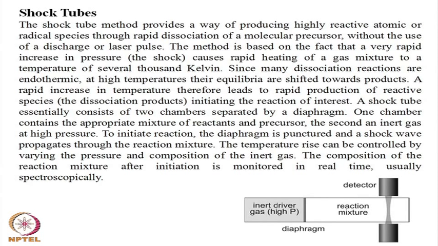The method is based on the fact that a very rapid increase in pressure, that is the shock, causes a rapid heating of a gas mixture. Generally, gaseous reactions are followed through the shock tube method, with rapid heating of a gas mixture to a temperature of several thousand Kelvin. So, a huge increase in temperature. In many dissociation reactions, it has been found that these reactions are endothermic. So, at high temperature, their equilibrium is shifted towards the products. A rapid increase in temperature therefore leads to a rapid production of reactive species, that is dissociation products, initiating the reaction of your interest.